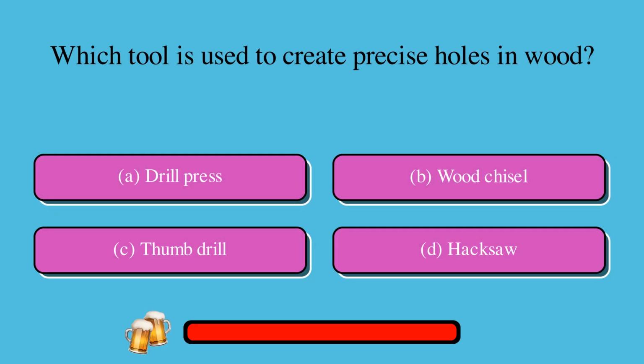Which tool is used to create precise holes in wood? A. Drill press, or B. Wood chisel, or C. Thumb drill, or D. Hacksaw? The correct answer is A. Drill press.